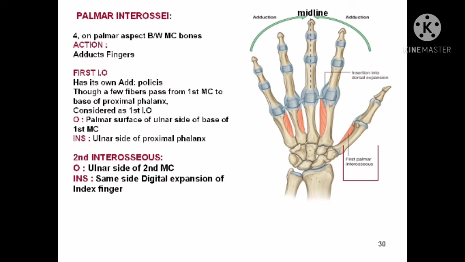Now the palmar interossei. These are four in number, and they are unipennate. The adductor pollicis is considered to be the first interosseous. It arises from the ulnar side of the palmar surface of the first metacarpal bone and inserts on the ulnar side of the proximal phalanx. The second interosseous arises from the ulnar side of the second metacarpal and inserts on the same side of the digital expansion of the index finger.